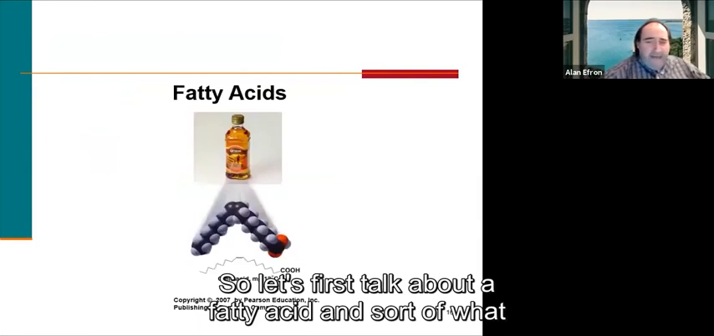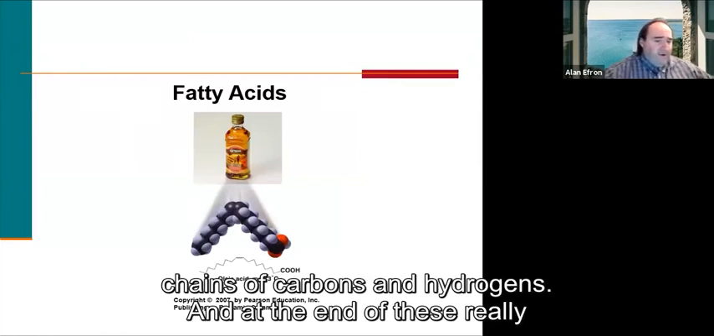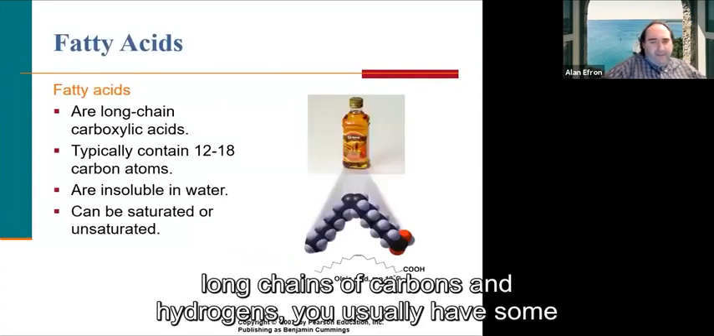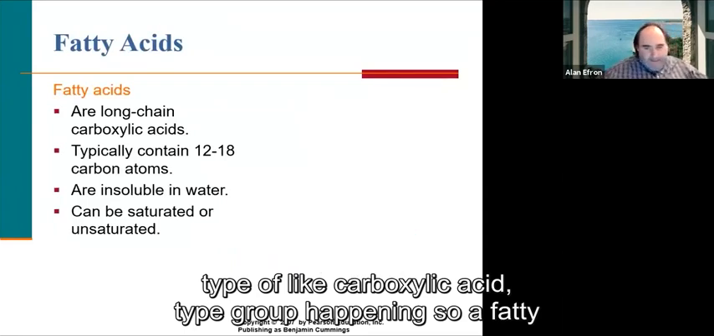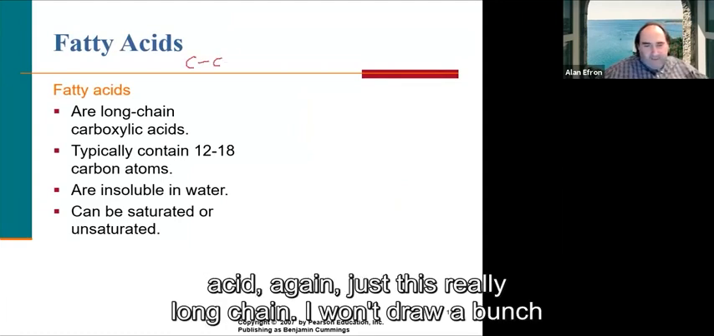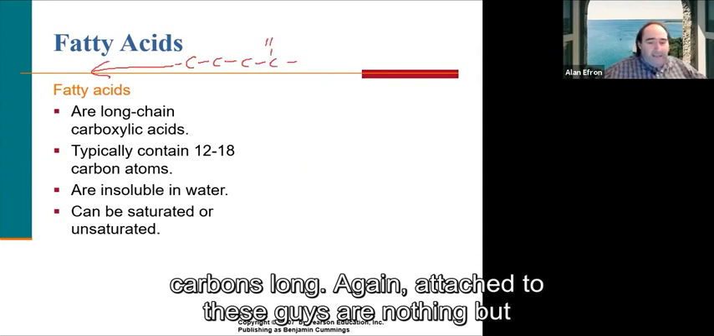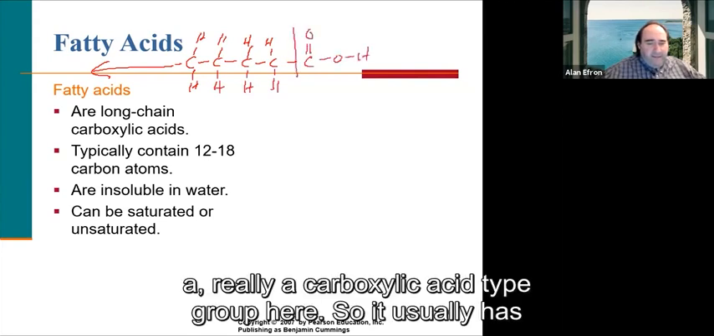So let's first talk about what fatty acids are. Fatty acids are really long chains of carbons and hydrogens. At the end of these long chains, you usually have some type of carboxylic acid group. A fatty acid is just this really long chain, maybe 12 to 18 carbons long. Attached to these carbons are nothing but hydrogens, and at the other end you have a carboxylic acid group.